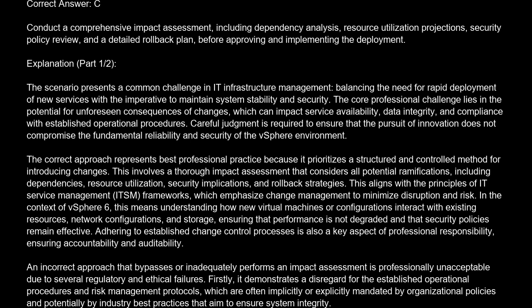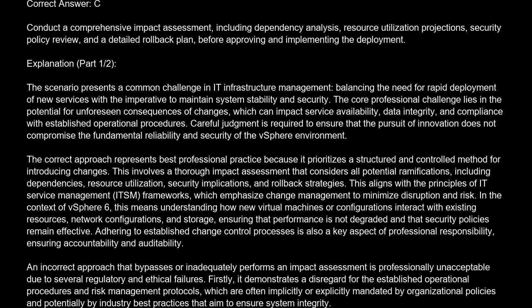strategies. This aligns with the principles of IT service management, ITSM frameworks, which emphasize change management to minimize disruption and risk. In the context of vSphere 6, this means understanding how new virtual machines or configurations interact with existing resources, network configurations, and storage, ensuring that performance is not degraded and that security policies remain effective. Adhering to established change control processes is also a key aspect of professional responsibility, ensuring accountability and auditability.